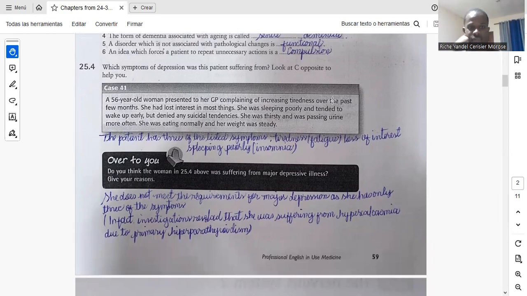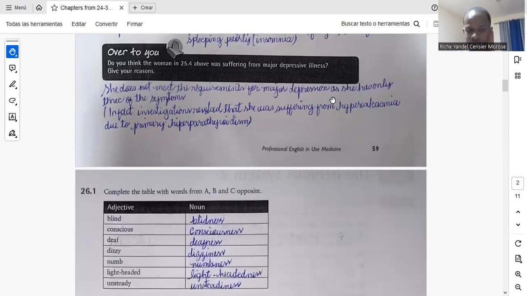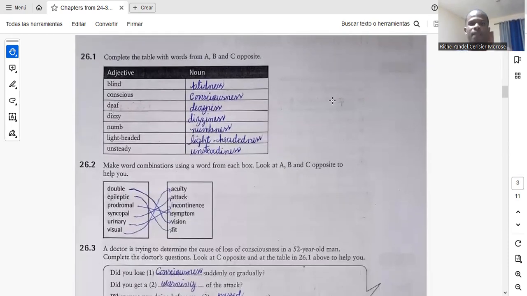Next, case 21. A 56-year-old woman presented to her GP complaining of increasing tiredness over the past few months. She had lost interest in most things. She was sleeping poorly and tended to wake up early, but denied any suicidal tendencies. She was thirsty and was passing urine more often. She was eating normally and her weight was steady. The patient has three of the listed symptoms: tiredness or fatigue, loss of interest, and sleeping poorly or insomnia.